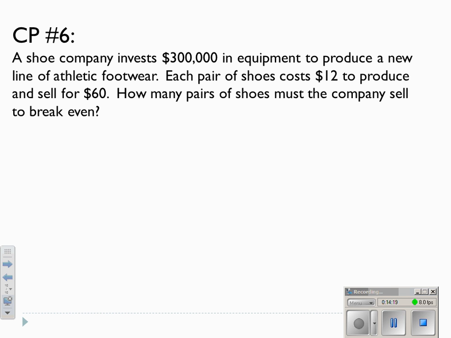So we have two items going on here, and we're looking for when does cost equal revenue? When does the expense that you have end up equaling the money you bring in? Because that's the point where we break even.